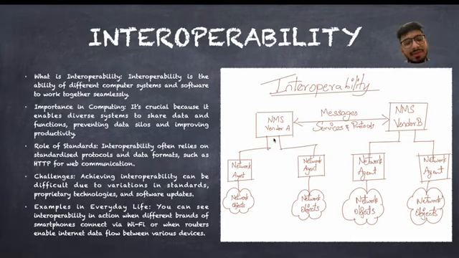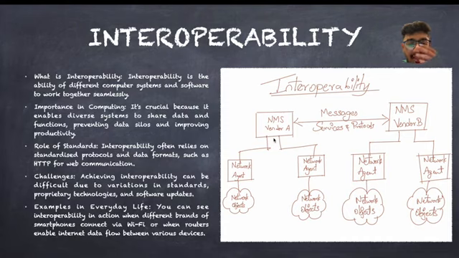So what are the challenges we have in interoperability? Achieving interoperability can be difficult due to variations in standards, proprietary technologies, and software updates. If vendor A is Google and vendor B is Samsung, Google can sometimes update their protocols, or they might add many other functions, so that might not work in Samsung. That is one of the challenges which we can face here.